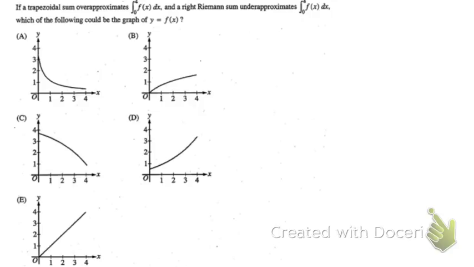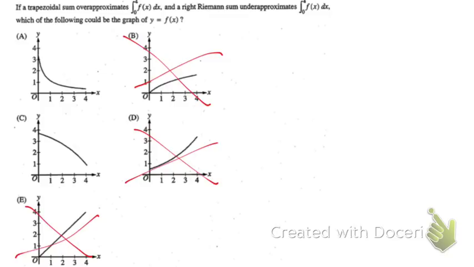So if I want my right Riemann sum to be an under approximation, I need to look at one of these functions that's decreasing. So hopefully you're able to eliminate some of them based on the fact that they're not decreasing. The only two that are decreasing are A and C. Notice that B is increasing, D is increasing, and E is increasing. So those three would not be under approximations for right Riemann sums. So not that one, and not this one.